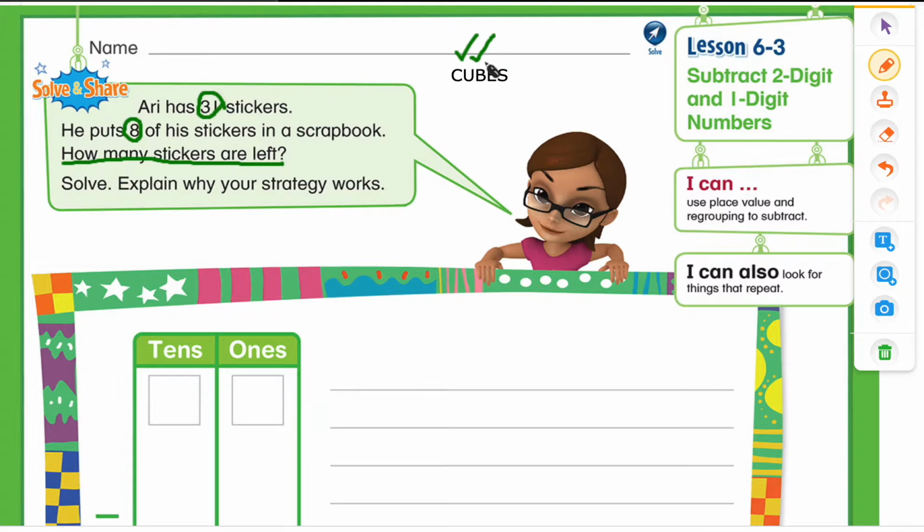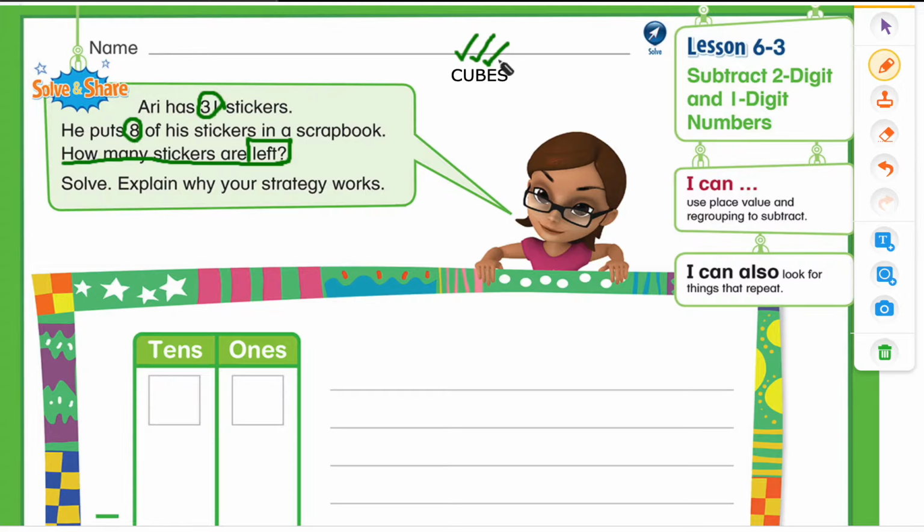Cubes. The next letter is B, which stands for box any math action words. So we are going to see that left is an important keyword because it is telling us that we need to use subtraction. He puts 8 stickers in the scrapbook, so that means they're not with him anymore, right? Because he had 31 stickers before and he puts 8 of his stickers in a scrapbook. So we need to subtract.